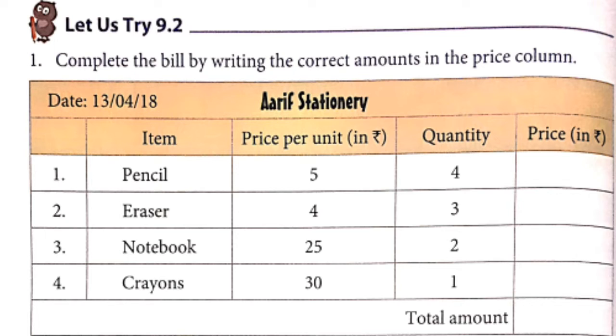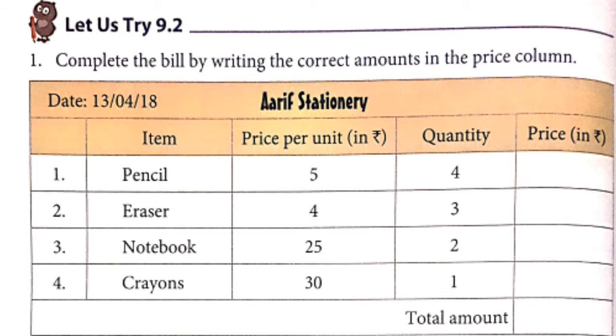And what all the things are listed there? Item, price per unit, quantity and price. See that in brackets, in rupees, it is given there. In rupees, that is the symbol of Indian rupees. For amount, for price, we will mention that in Indian rupees. That symbol should be mentioned there.